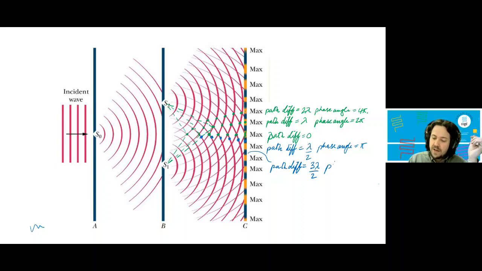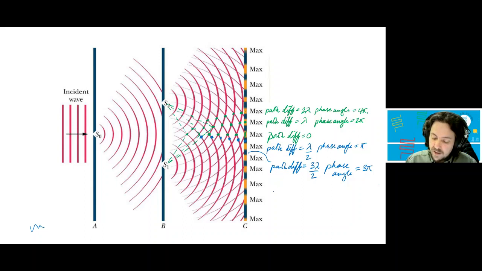Okay. Now the phase angle here, well, it was pi before, and this is 2 pi more than that now, because it's 3.5 wavelengths. So this is going to be 3 pi. All right. We can put all this together now and think about what we can say to generalize.